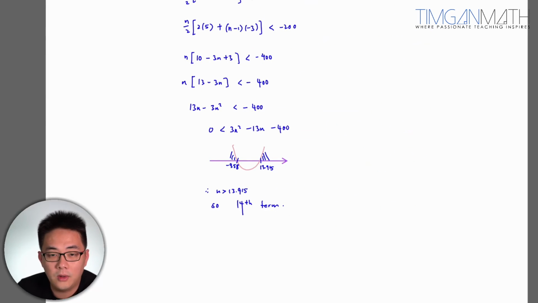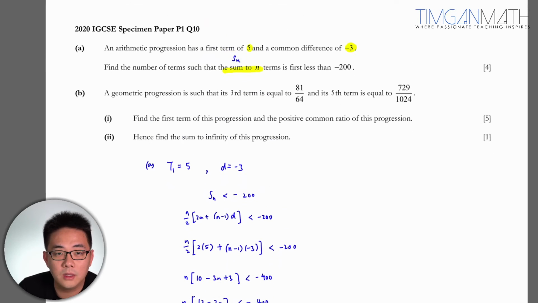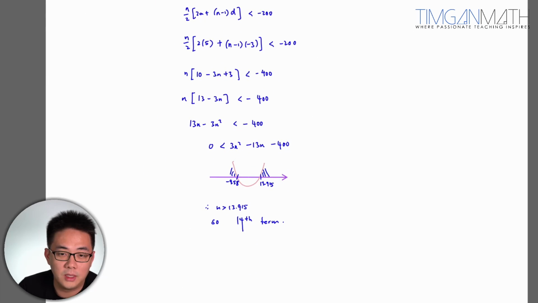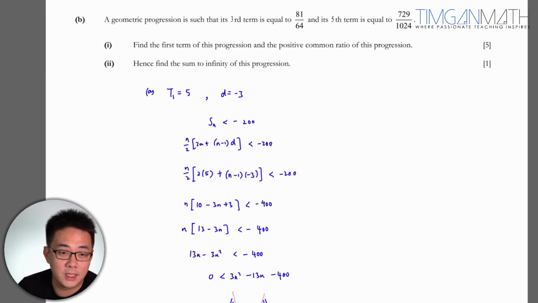Okay, that's how we find the 14th term, the number of terms such that the sum is less than -200 for the first time. So it has to be the 14th term, the first time when it becomes less than -200.